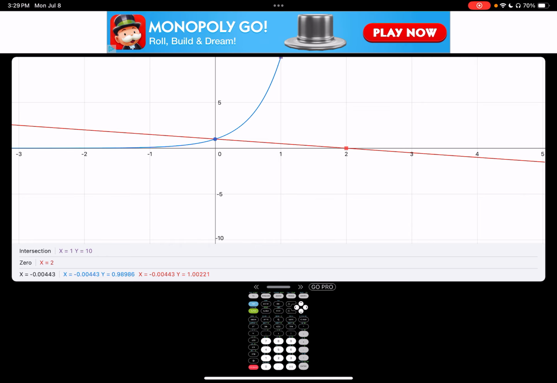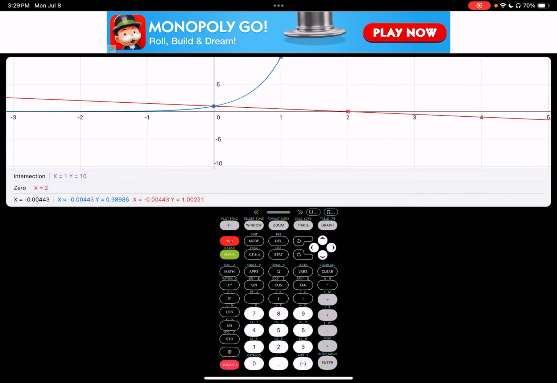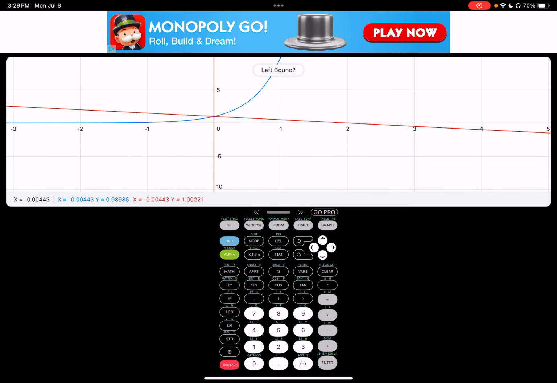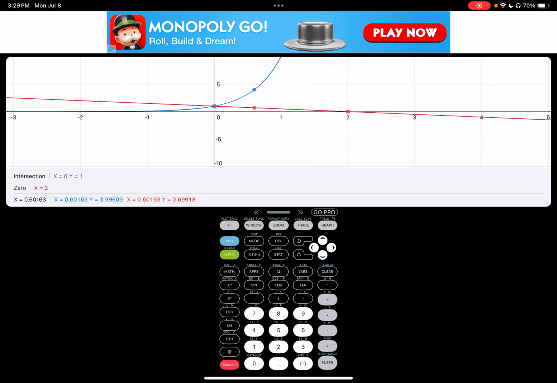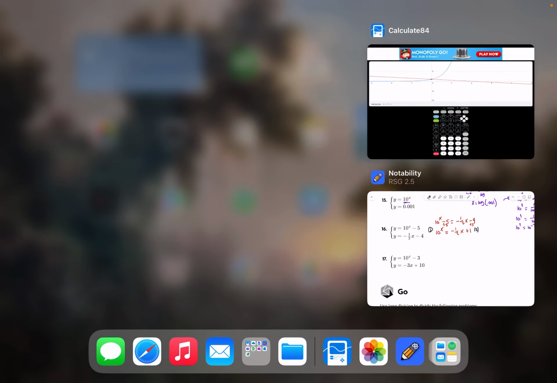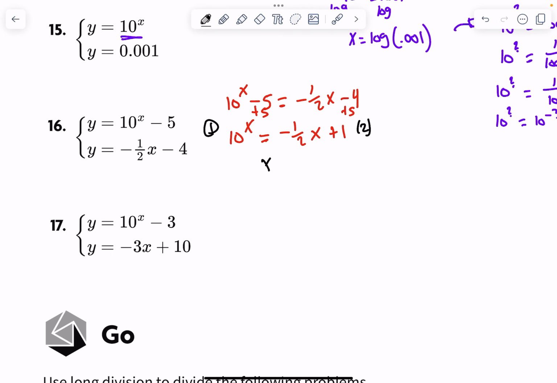To do that, I'm going to go to second, calculate, and what does 5 say? Intersect. So click intersect. My left bound, just click somewhere on the left. My right bound, click on the right. So right there, that intersection is at x equals 0. So what I just solved for is x. So x is equal to 0.